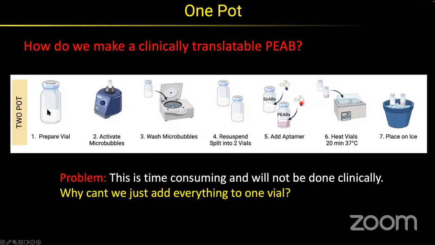So we're currently making them by preparing the vial. We activate them, we wash them, resuspend them, add our targeting agent, heat it, place it on ice. This is time consuming, and working with the radiologists and all the technologists, I don't think that they'll be able to do it. It's hard enough to get them to use a non-targeted microbubble, which is one step, as opposed to having someone actually prepare all of this and use it. So why can't we just add everything to one vial?